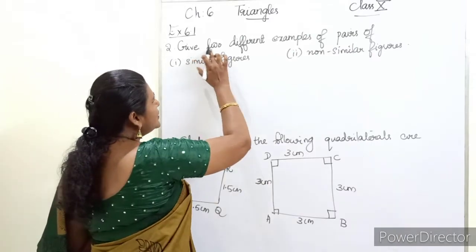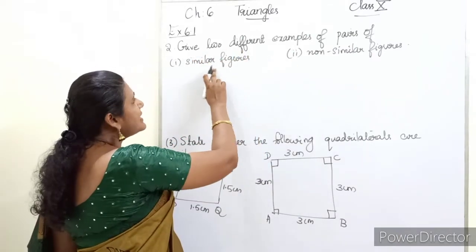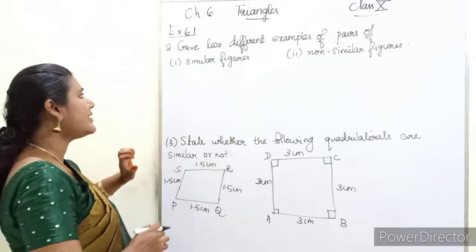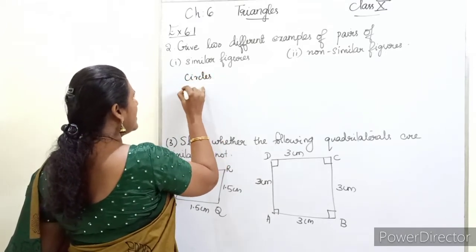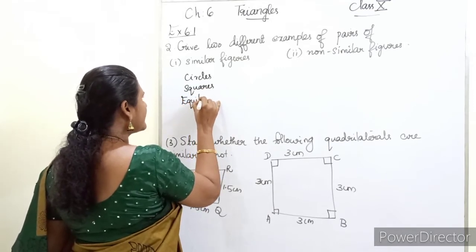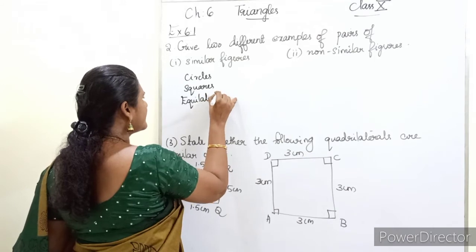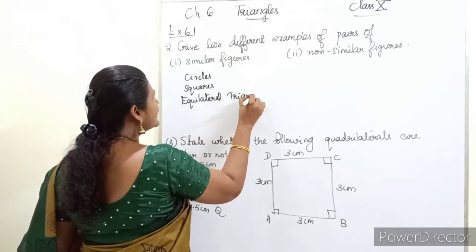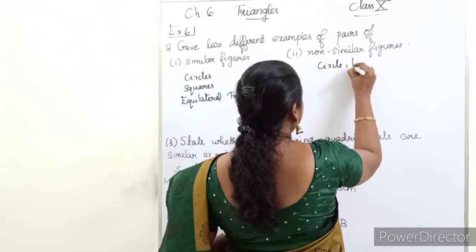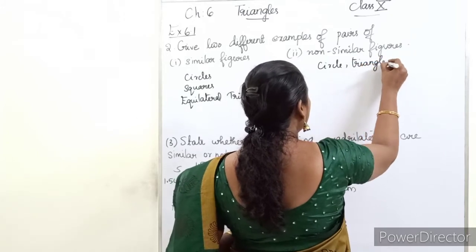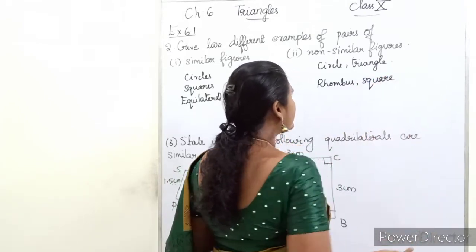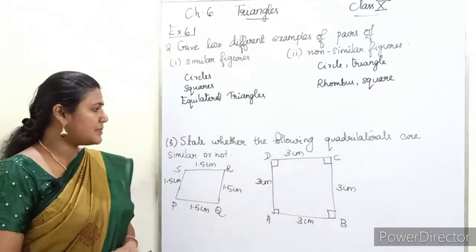Question number 2, give two different examples of pairs of similar figures and non-similar figures. So here we have to give examples of similar figures. We have already seen circles, squares and equilateral triangles. These are all examples of similar figures. Non-similar means if you take a circle and a triangle, it's not similar. Similarly, you can take a square and a circle. So these are examples of non-similar figures.